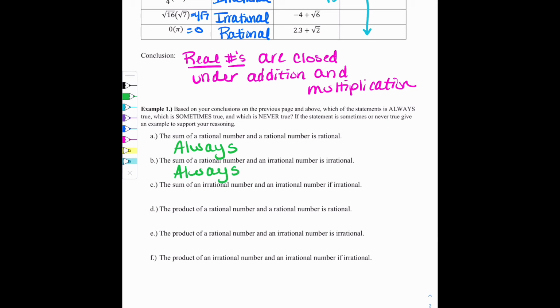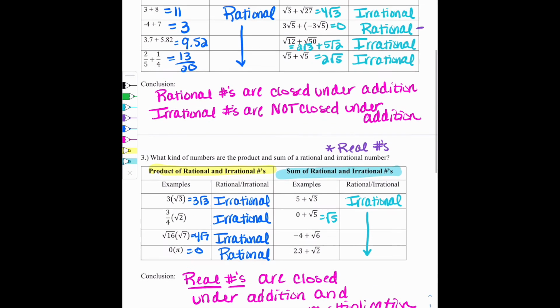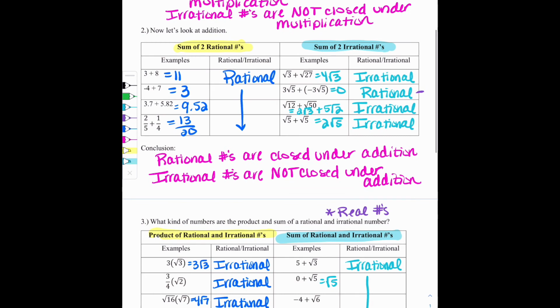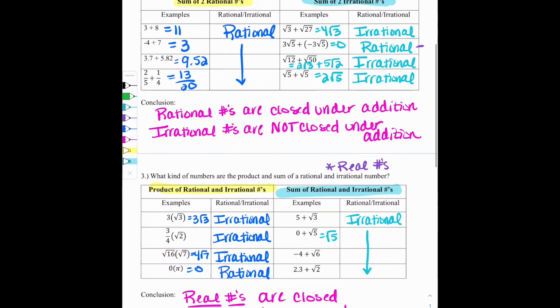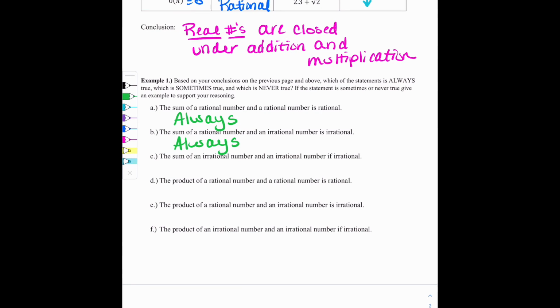In C, the sum of an irrational number and an irrational number is irrational. So two irrationals added up. If we go here, we remember I had the one exception that was rational. So this is going to be sometimes true. And if we want an example of that, we have what we call additive inverses. For example, if I take the square root of 2 and add to it the negative square root of 2, I'm going to get 0, and 0 is actually a rational number.